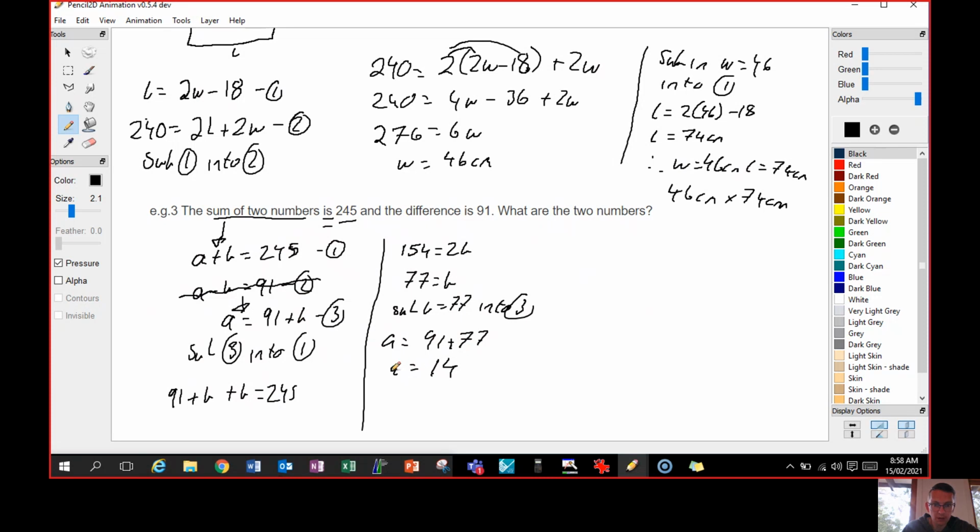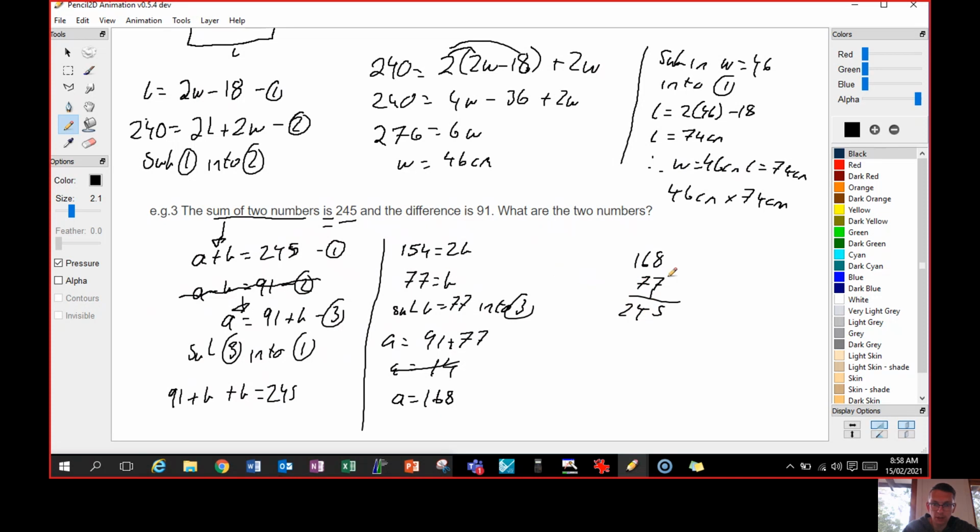So 91 plus 77, A, will equal, what is that? It's going to be 168. 168 plus 77, so we can check this. 7 plus 7 is 14, we're going to have 5 and carry the 1 here. 6 plus 7 is 13, plus 1 is 14, carry the 1, 245.